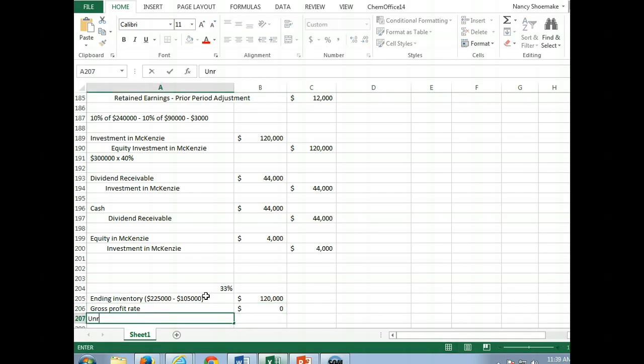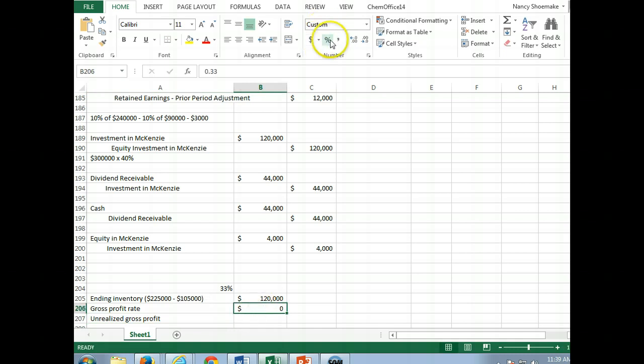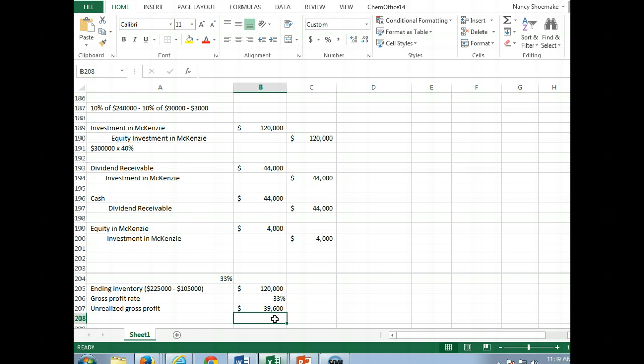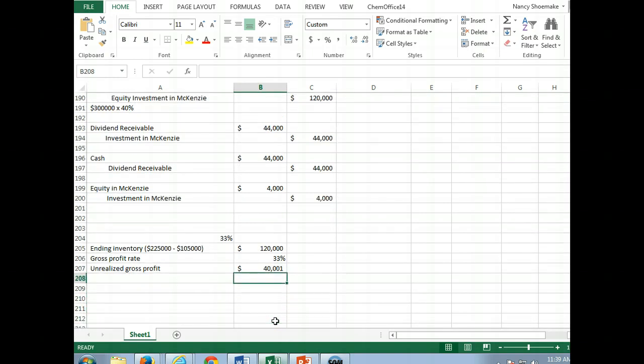So the unrealized gross profit is $39,600. I guess it should be 33 and a third, so more like 40,000, right? I guess that would make sense. Yes, 40,000. So now, how much of this company do they own?